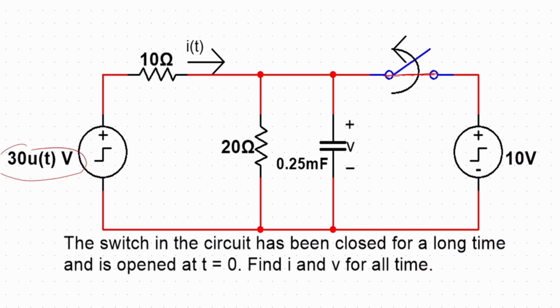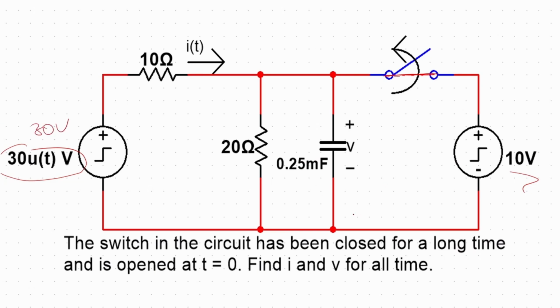The unit step function helps us know when a source is or isn't active in the circuit. So for t less than 0, since this is 30 u of t, it is not active. We have 0 volts over here. So this becomes a single straight wire, and we're just left with the 10 and 20 ohms in parallel. Once this opens, this becomes purely 30 volts. So for t less than 0, we're dealing with our 10 volt source. For t greater than 0, we're dealing with our 30 volt source.